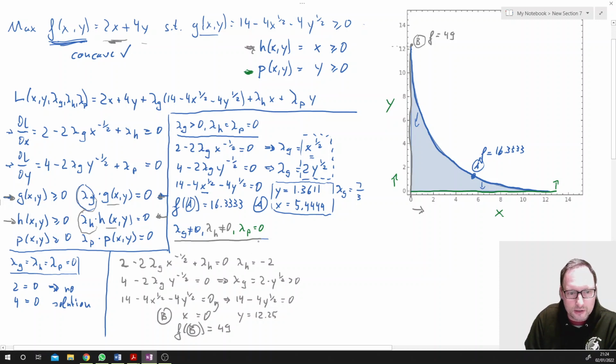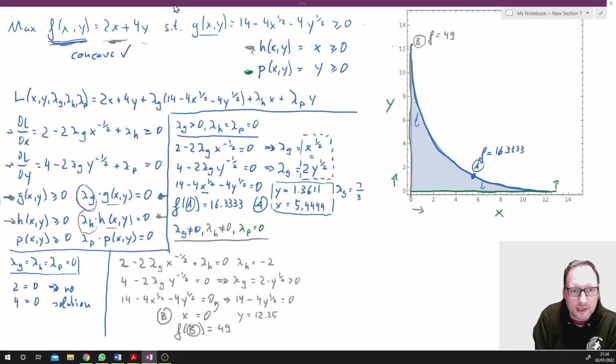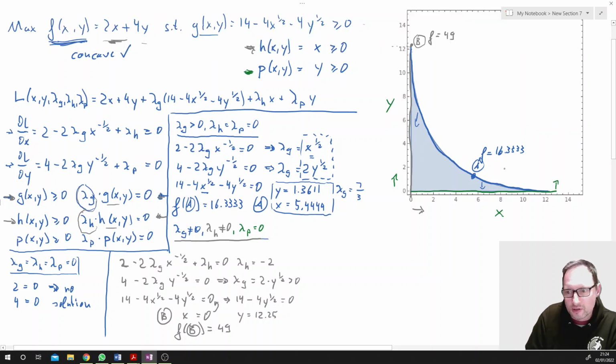It also meets the Lagrangian conditions, but it has a higher function value than point A. So there's a third point we need to look at, and let's color that green, and that's this point here. That's the point where the green constraint, the P constraint, and the blue constraint intersect. And we'll call that point C.